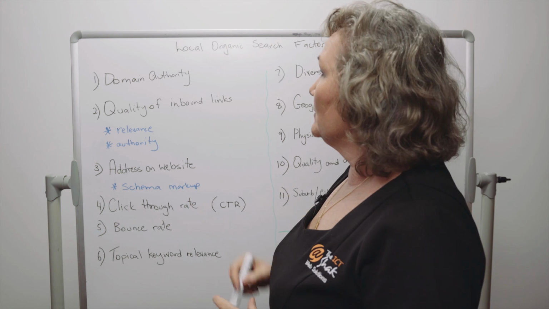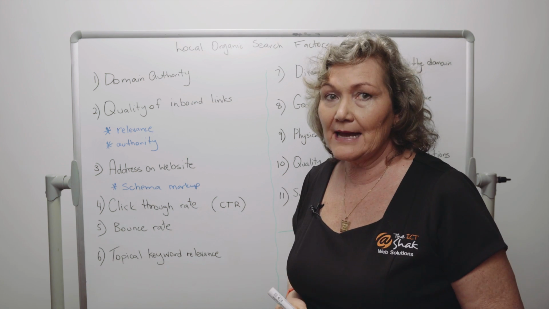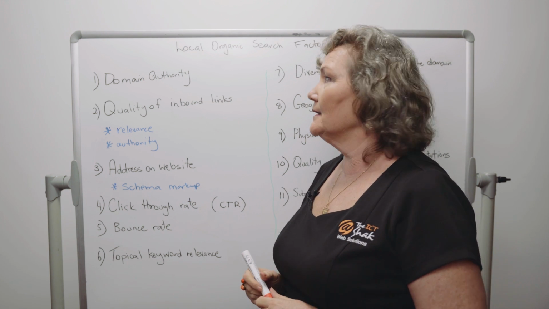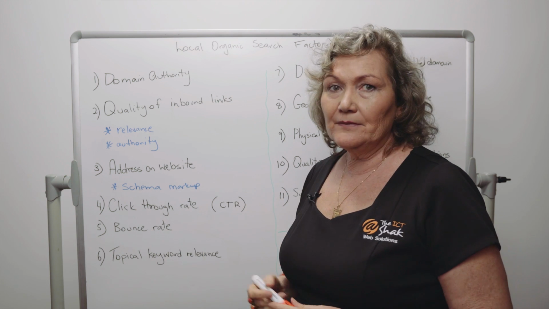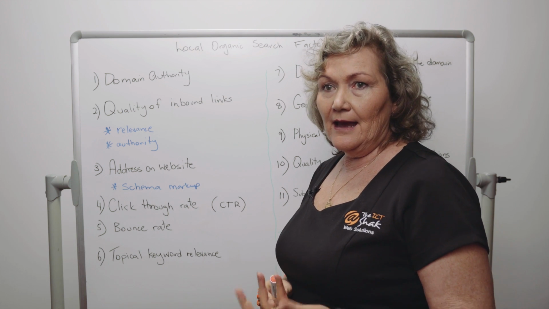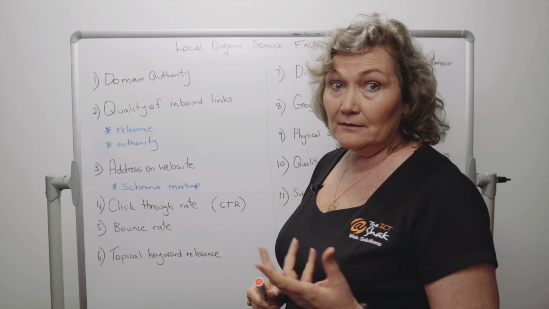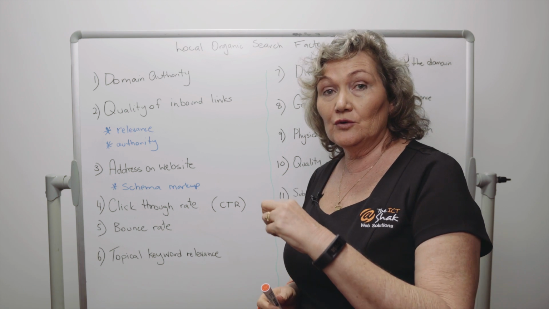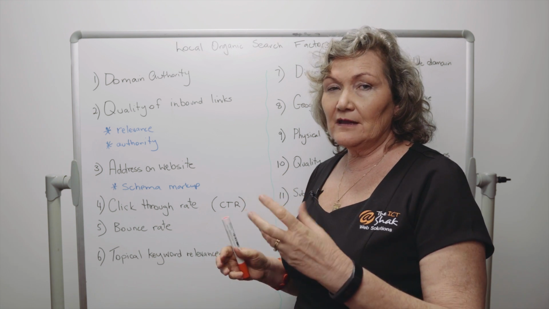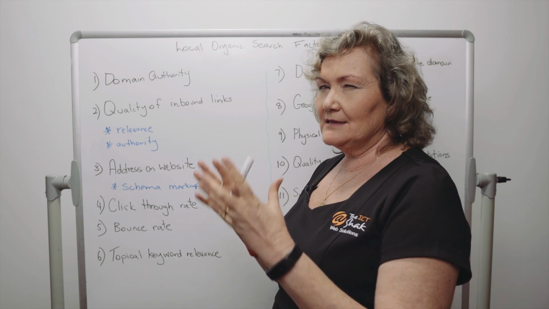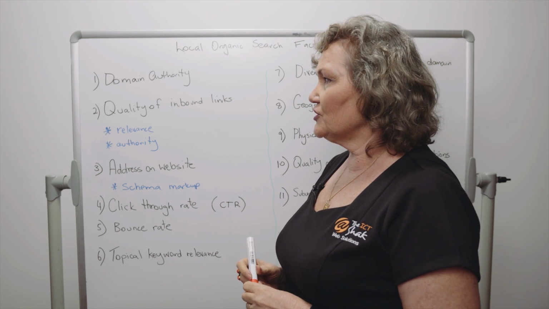Okay, the first factor that we're looking at is the domain authority. So this is the domain authority of your actual website. The domain authority is solely built up on the age of your domain and the amount of websites that actually link into your website. There's a lot of other factors that take into control, but that's it in a nutshell.